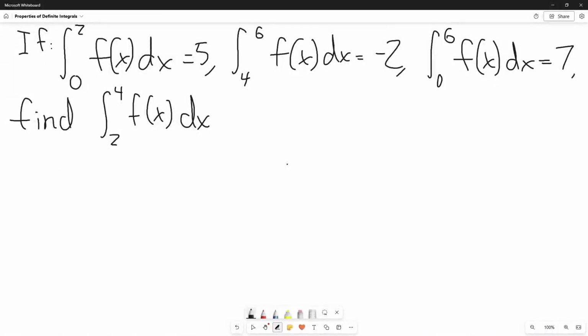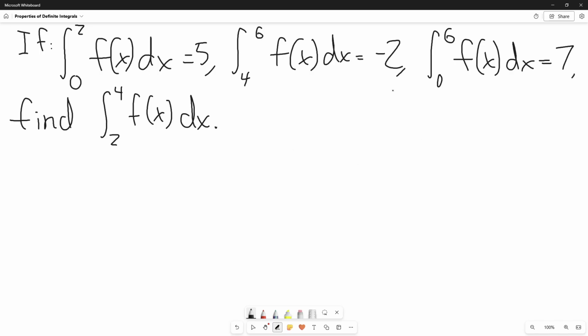Now, let's do a second practice problem. If you think you know how to do this one, then pause the video and try it. This one says if the integral from 0 to 2 of f of x with respect to x is equal to 5, from 4 to 6 is negative 2, and from 0 to 6 is 7, find the integral from 2 to 4.